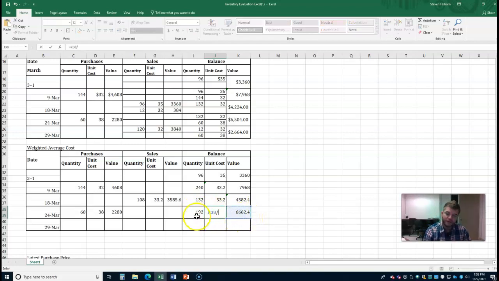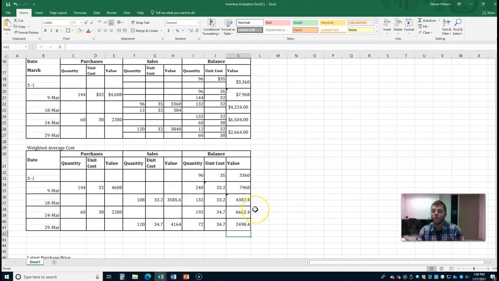So do our division. Now our average has gone up to $34.70 per bottle because we just bought these more expensive ones. So then when we sell our next group of 120, it'll be $34.70 each. And then again, do your math. And you will complete by seeing how many you have left at $34.70. And there you go. So that's a very quick way of going through and finding out how weighted average works.